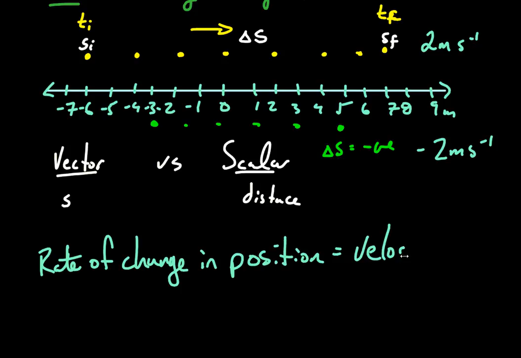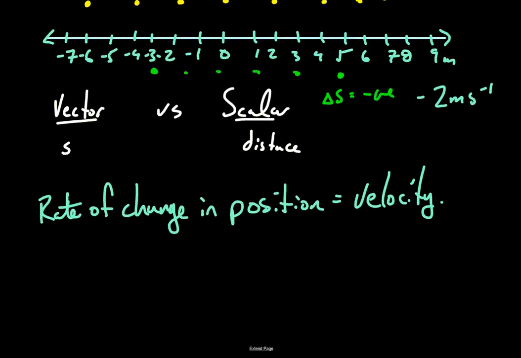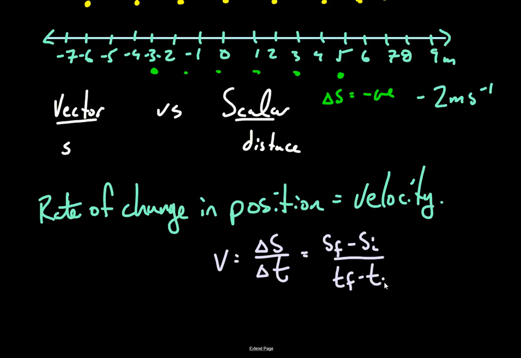And this is a review. You know this from last year, okay? The formula for that is just v is equal to delta s over delta t, okay? So displacement over time. And if we expand that, what we mean is final position minus initial position, over final time minus initial time.